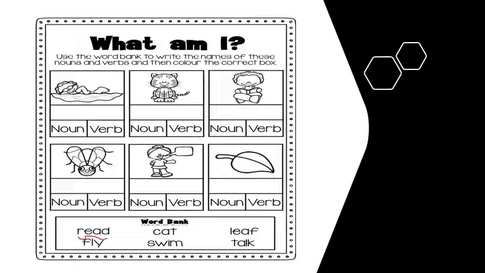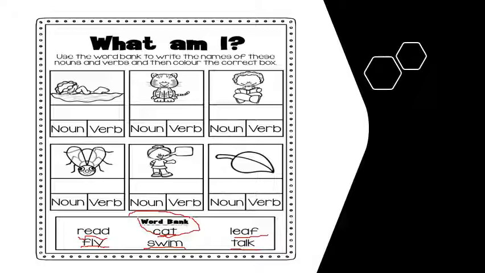Read. Cat. Leaf. Fly. Swim. Talk. This is a word bank. What is this? It's a word bank. Can you see? This word bank has words. It has read, cat, leaf, fly, swim, talk.